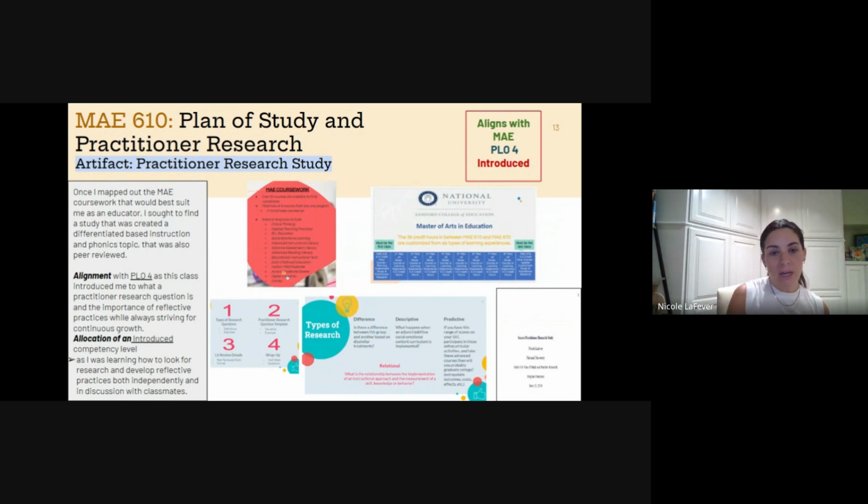I really appreciated how National University lets you map out coursework that would best suit us as educators. So I aligned this with PLL4 because the class introduced me to what a practitioner research question is, the importance of reflective practices, while always striving for continuous growth. I allocated this as introduced competency level, because I was just learning how this whole process works.